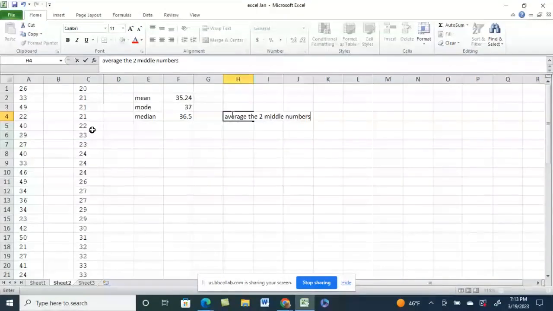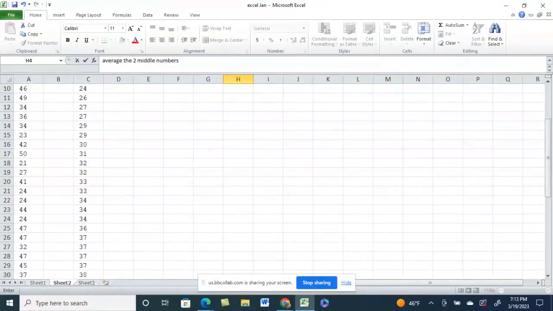Well, here we have an even number of numbers. So what's half of 50? It's 25. So we're going to average the number in position 25. In position number 25, hope you can see that, is 36, and position 26. So there's actually 2 middle numbers. Position 25 means that there's 24 numbers below it, and position 26 means there's 24 numbers above it.